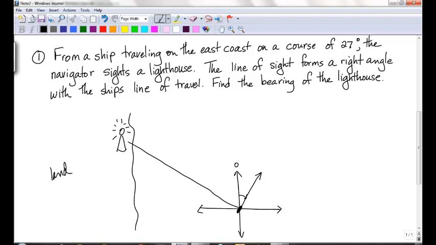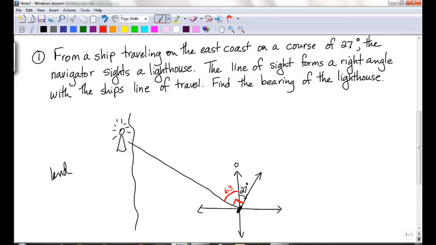So let's go back. From a ship traveling on the east coast on a course of 27 degrees, we know this angle is 27 degrees. The navigator sights a lighthouse. The line of sight forms a right angle with the ship's line of travel. So they're telling you this angle is 90 degrees. That whole thing is 90 degrees. So what's this angle? 90 minus 27, so we know that angle is 63. Now find the bearing of the lighthouse.